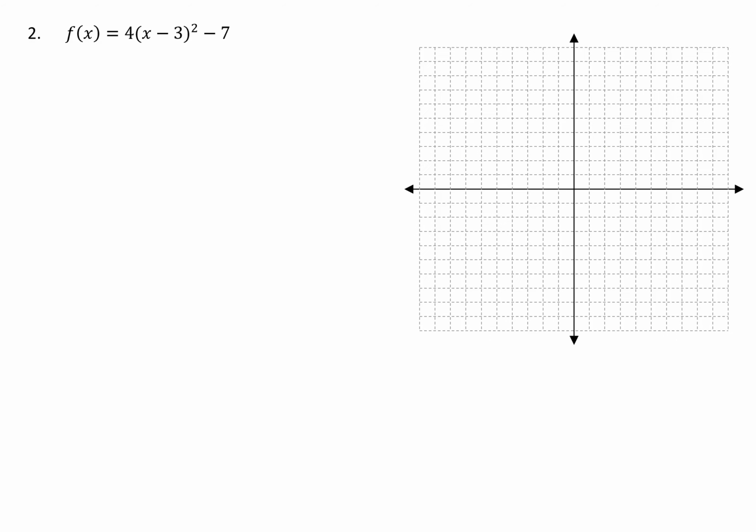The second function is f of x equals 4 times the quantity x minus 3 squared minus 7. First, we'll begin by identifying the vertex. The x coordinate comes from our h value, which is positive 3. Remember to use the opposite symbol of what is inside the parenthesis. The k value is negative 7, because negative 7 is subtracted outside the quantity. That's our y-coordinate of the vertex. Let's plot that vertex over 3 to the right and down 7.